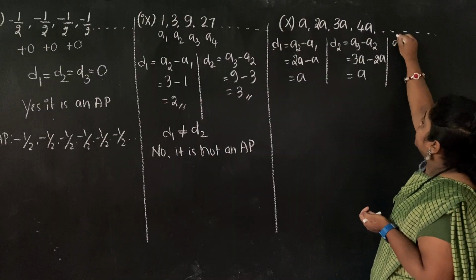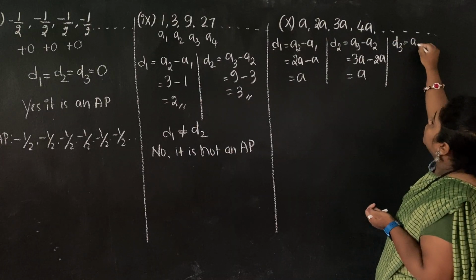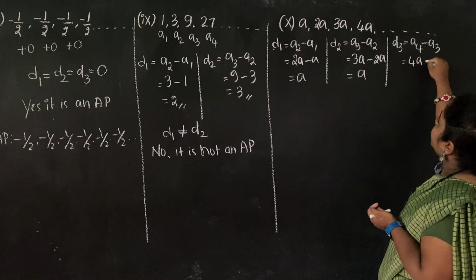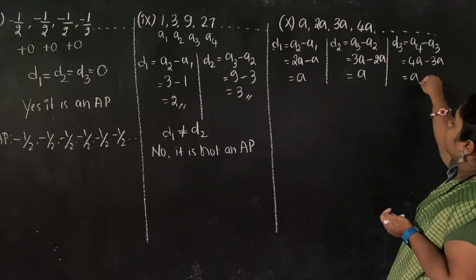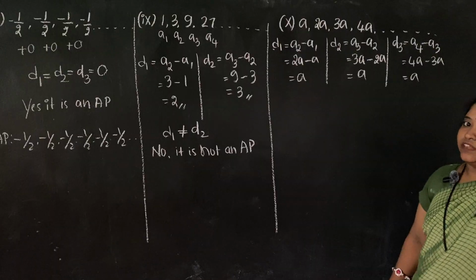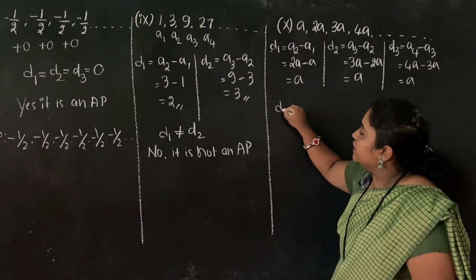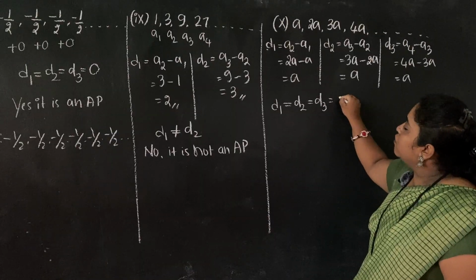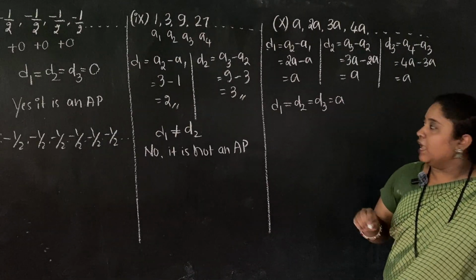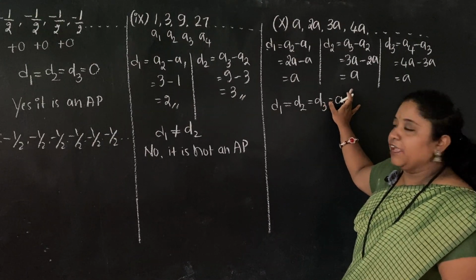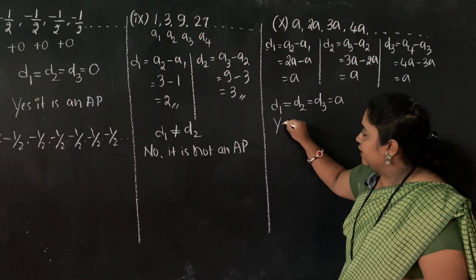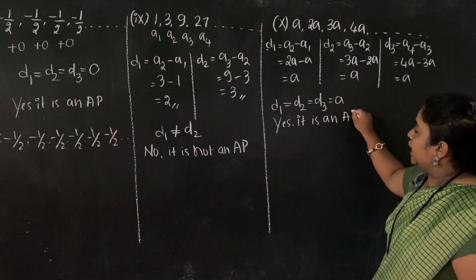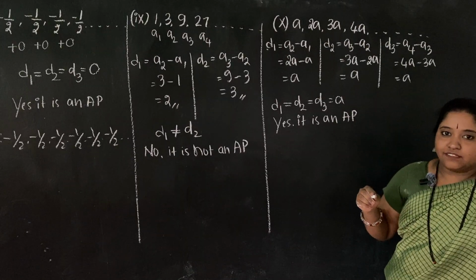I'll calculate D3 also. D3 is equal to, dears, A4 minus A3. 4A minus 3A, this also I got as A. You see all the common differences: D1 equal to D2 equal to D3. All common differences are equal to A. So at the end, if they are the same, what can I conclude? Yes, it is an AP. If it is an AP, I'll write the next terms also.